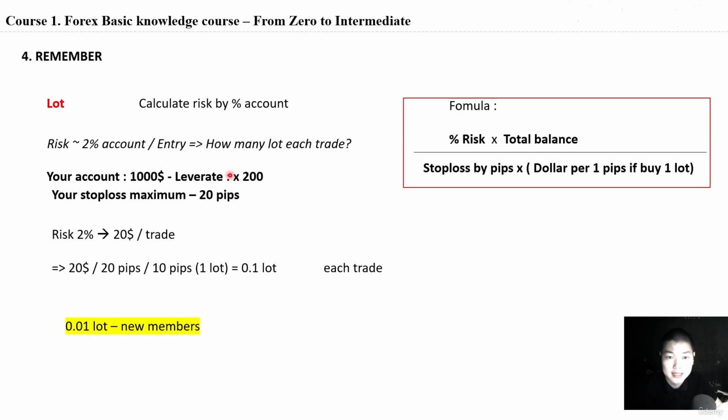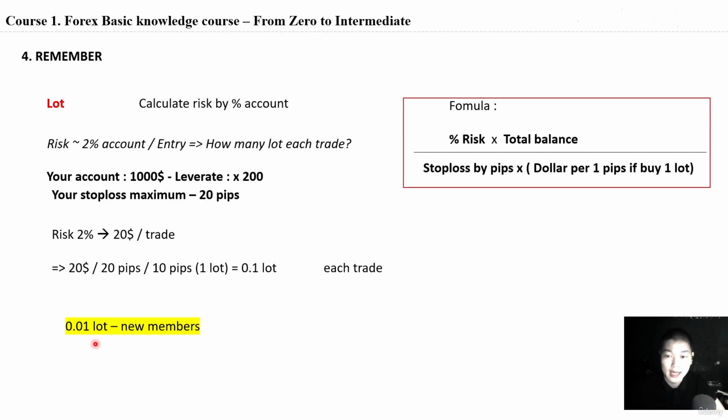$1,000 and leverage is 200 times, and the stop loss is a maximum of 20 pips as our standard. To calculate how many lots you need to trade per order, you need to use a formula like this. The lot needed will be equal to the risk percent multiplied by the total account, divided by the stop loss in pips, and multiplied by the dollar per pip if you buy one lot. When you apply this formula, you can calculate that this time you need to trade with a 0.1 lot per trade. And for example, for the new trader, I recommend you only trade with a 0.01 lot to practice, because this is a very small lot.